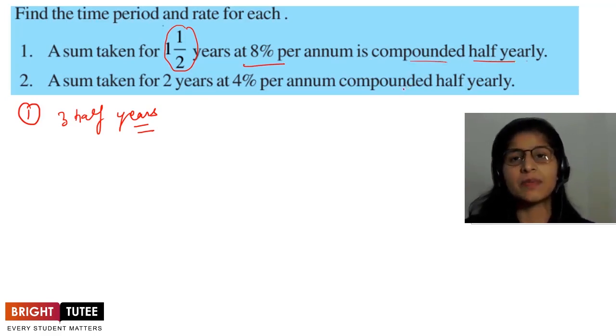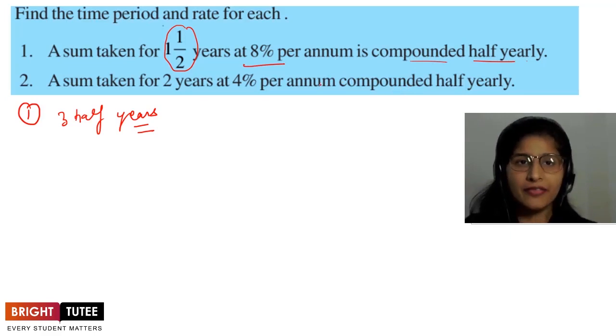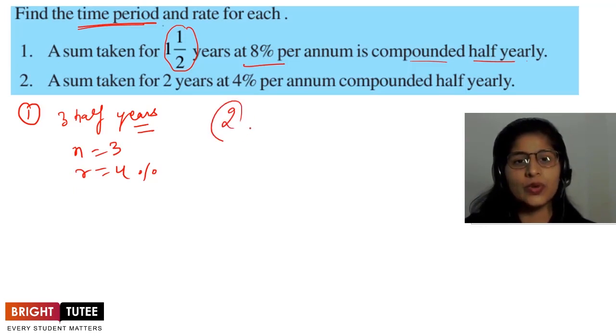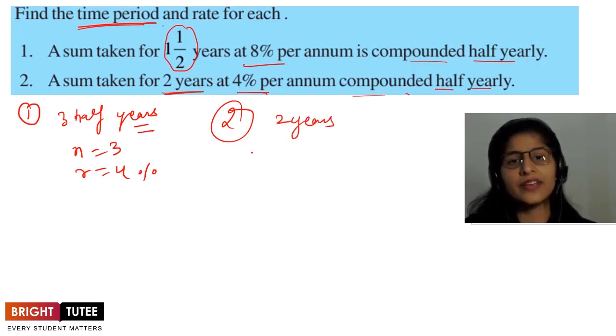Half yearly, if it is compounded, rate will become half. So just see, we have to find the time period. So n is equal to 3 and rate is, just see, 4%, half of 8%. In the second question, they are asking a sum is taken for 2 years at 4% per annum, compounded half yearly. In 2 years, how many half years do we have? 4 half years we have.